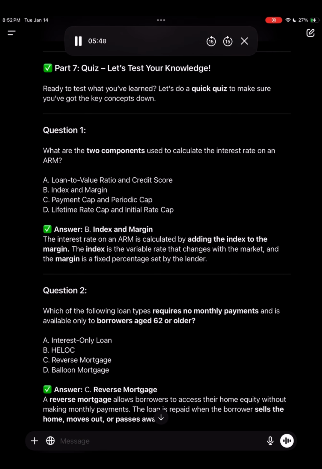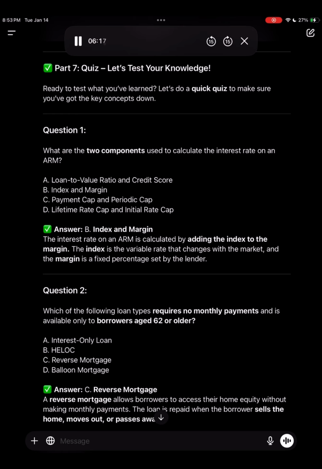Question 1. What are the two components used to calculate the interest rate on an ARM? A. Loan-to-value ratio and credit score. B. Index and margin. C. Payment cap and periodic cap. D. Lifetime rate cap and initial rate cap. B. Index and margin. The interest rate on an ARM is calculated by adding the index to the margin. The index is the variable rate that changes with the market, and the margin is a fixed percentage set by the lender.